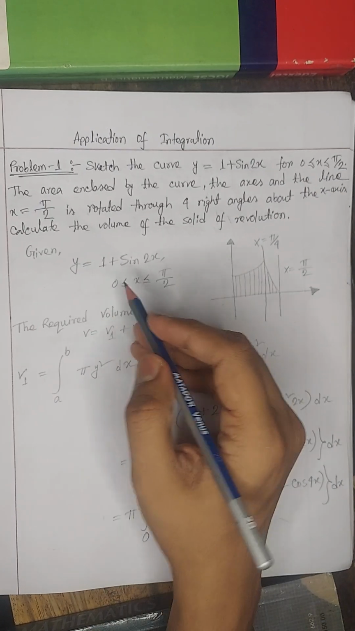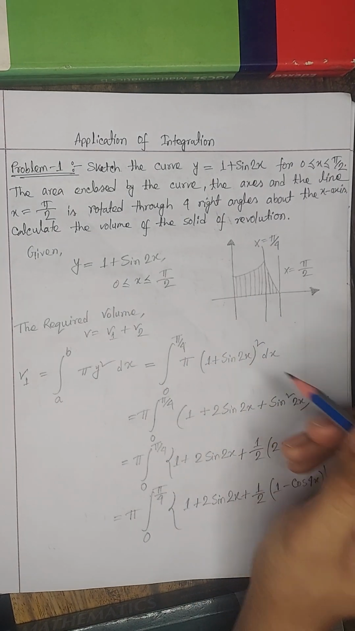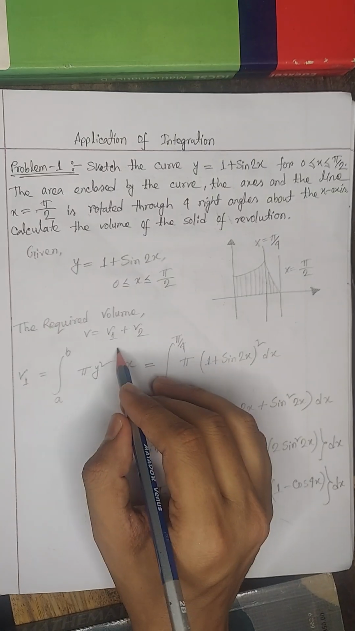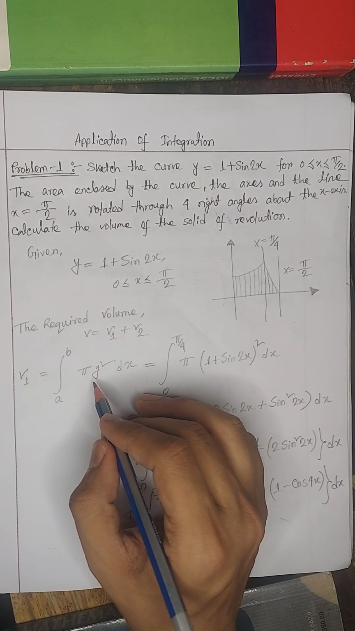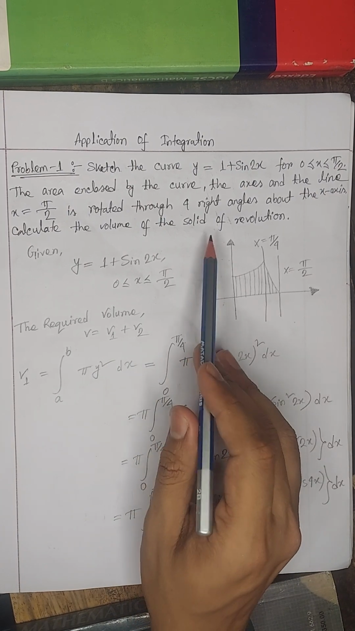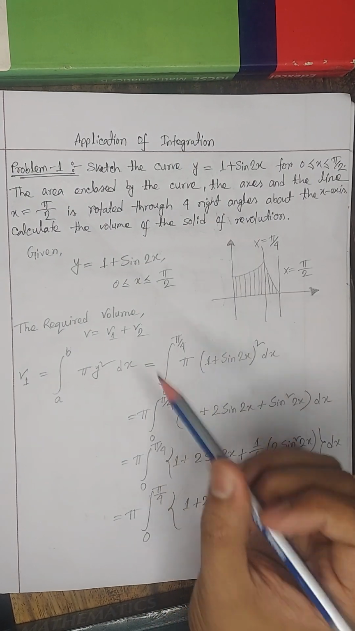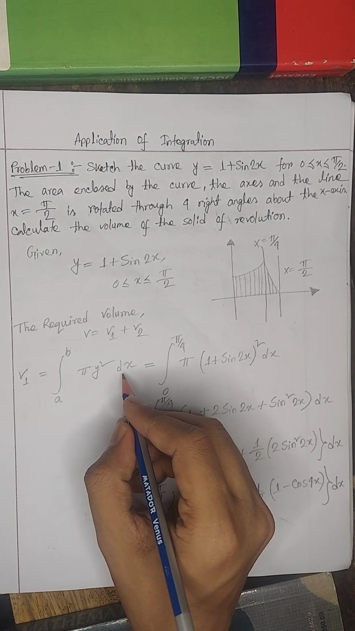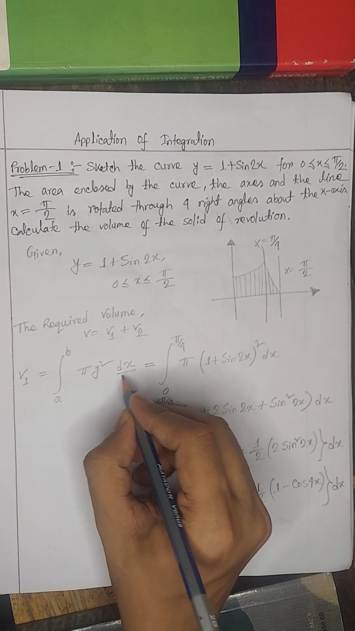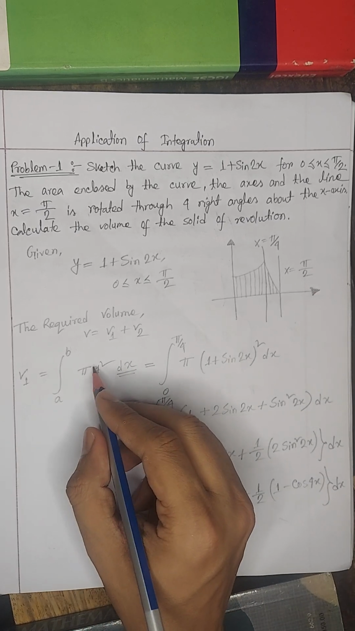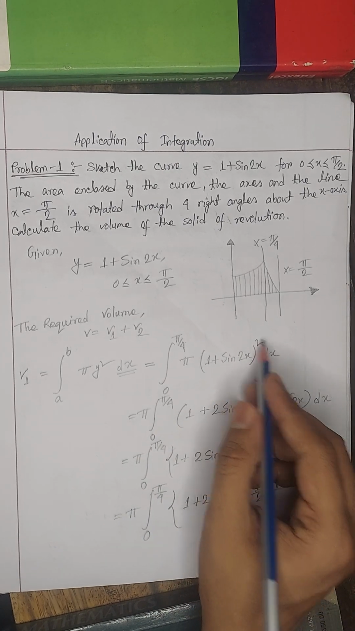Here given y is equal to 1 plus sine 2x, where x is 0 to pi by 2. So our required volume is V is equal to V1 plus V2, and in case of the solid of revolution, when we have to find the volume of the solid of revolution, then we will use this formula. Since it is along the x-axis, here it will be dx, and now we substitute the value of y, which is (1 plus sine 2x) whole square.